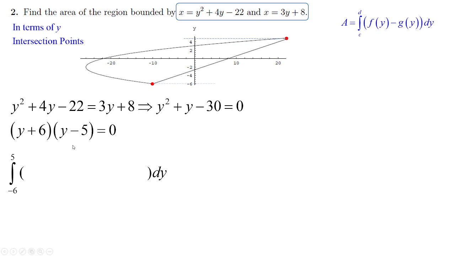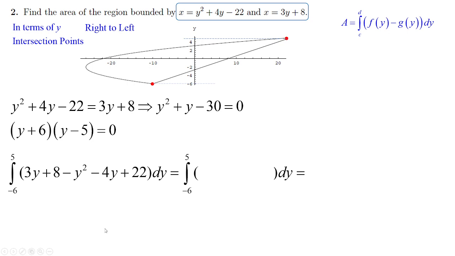All right. And now, instead of going upper to lower here, I'm going right to left here is what I'm doing. All right. So it looks like the linear is on the right. So that's going to be a 3y plus 8 minus a y squared minus a 4y and plus a 22. Now it looks like I have some terms that I can combine here. So I have a negative y squared, and I have 3y minus 4y, minus y, and I have an 8. That's a 30 right there. And now I'm ready to do my power rule again.